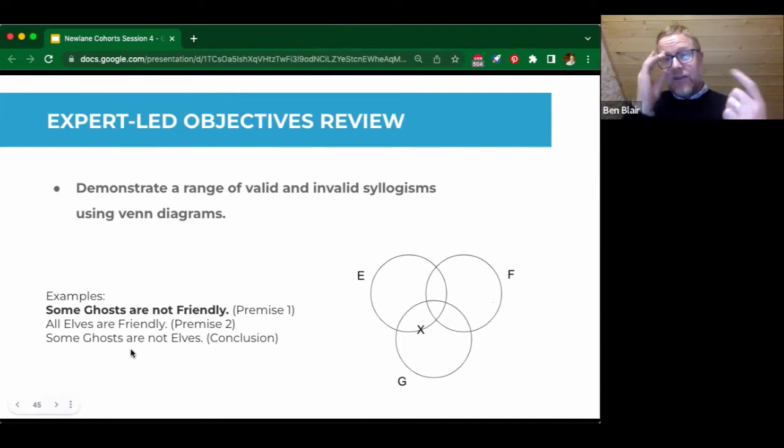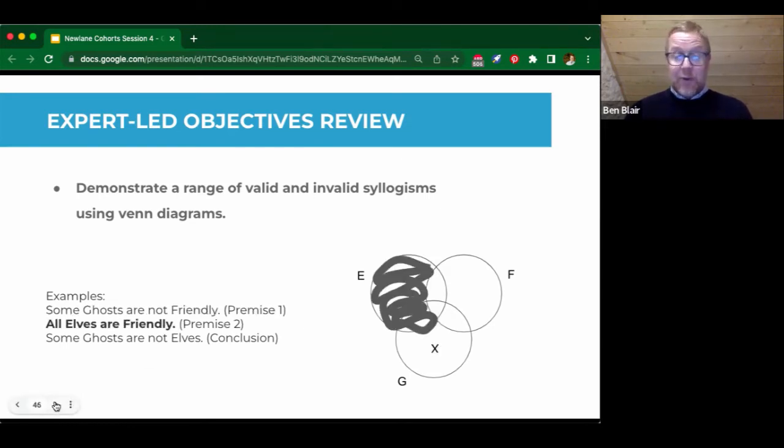And this is one of the reasons why conventionally you start with the universal statements. The universal statements are statements like all elves are friendly, or all ghosts are friendly, or no ghosts are friendly, or no elves are friendly, or no elves are ghosts, or no ghosts are elves. Okay, so if I start out with this statement, I'm not sure where to put the X.